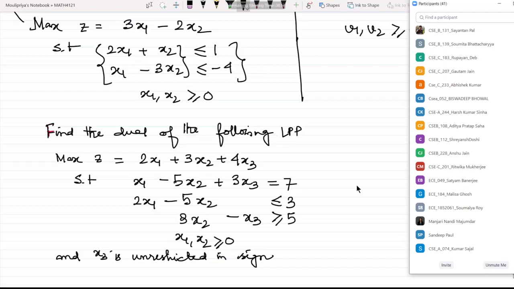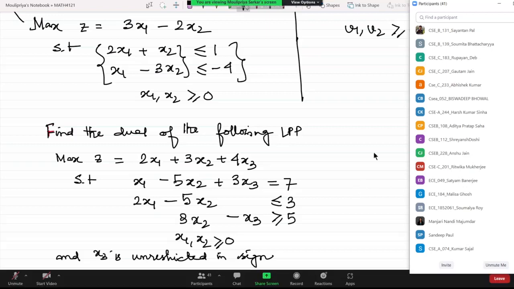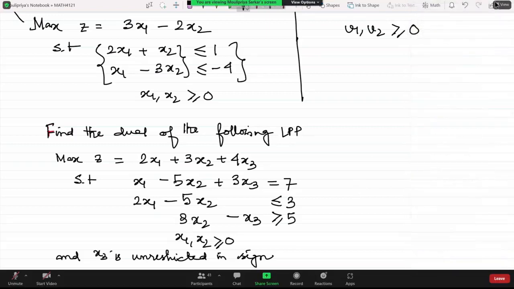Now, we know the pattern that if it's a maximization type problem, the constraints have to be less or equal to type. Correct?